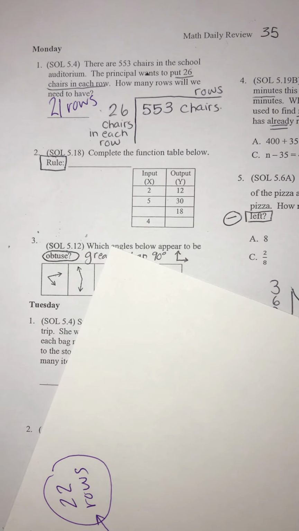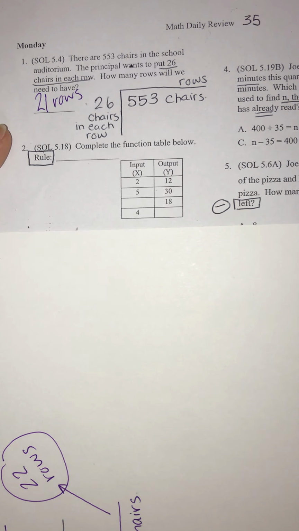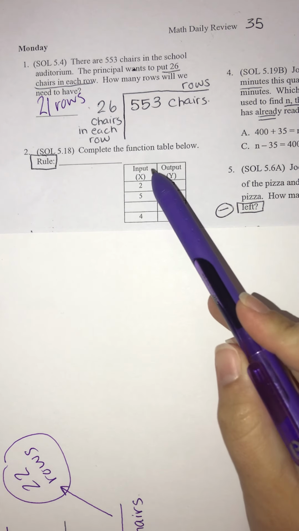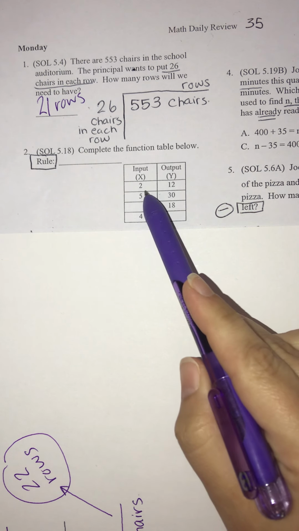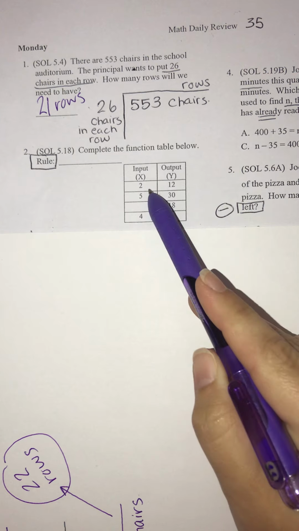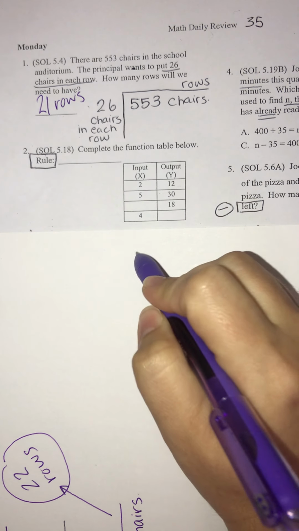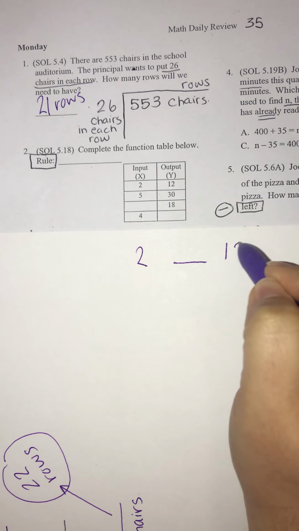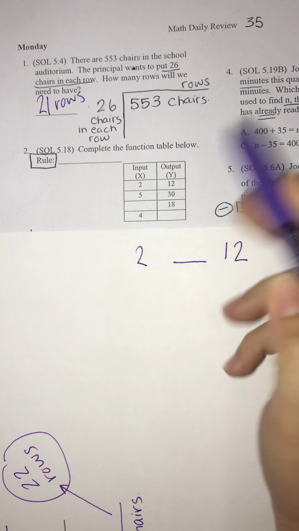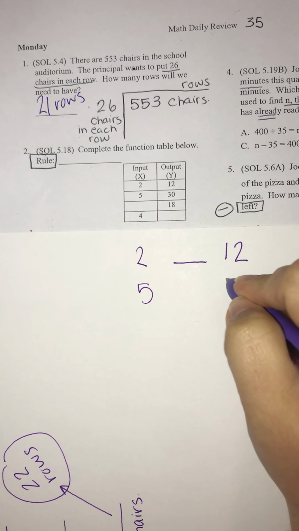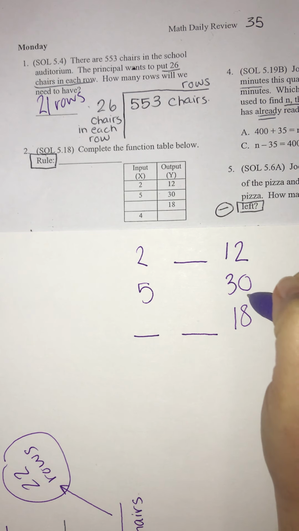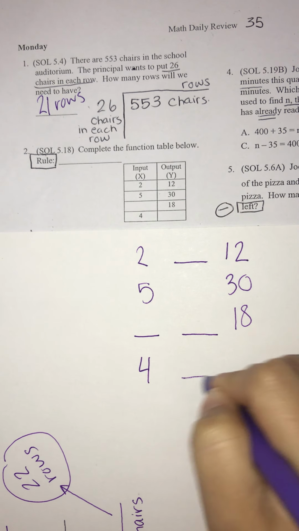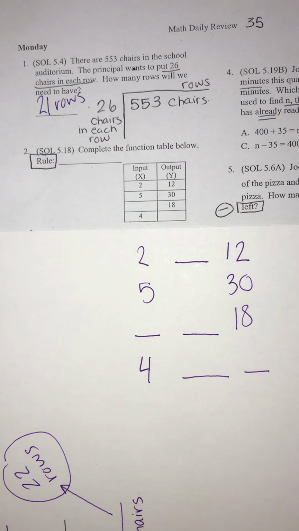Number 2 says that we are going to complete the table, and we need to find the rule and complete the table, okay? So what's happening here is that a number 2 goes in and then 12 comes out. So there's a relationship between 2 and 12. 5 goes in, 30 comes out. Some number goes in, 18 comes out. And then 4 goes in, and then some number comes out.